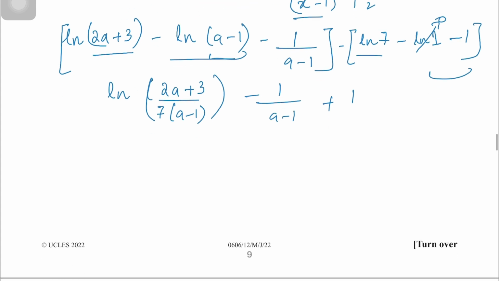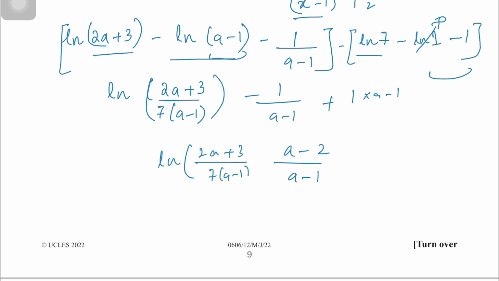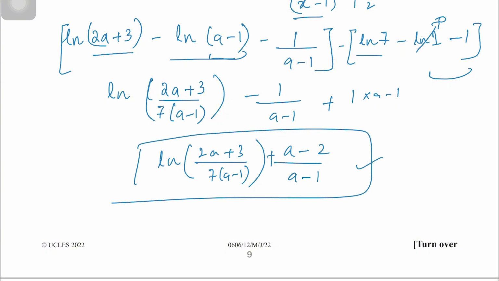So we can write this as, we can take the LCM, so this would be a minus 1 is multiplied, so we get it as a minus 2 over a minus 1, and this is same ln 2a plus 3 over 7 into a minus 1. So this is it. We have our answer.